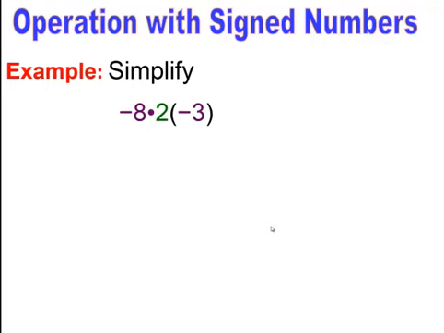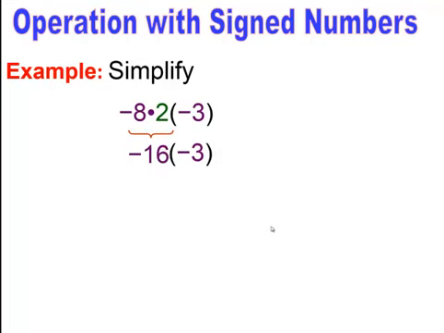Now when you have an example here where you have a multi-step problem, you always want to work from left to right. So when you have a multi-step problem, you want to work from left to right. So the first thing I'm going to work with is just the negative 8 with that dot 2. That means it's being multiplied. So sometimes we see multiplication using parentheses. Sometimes we see it with the dot. So in this case, I have a negative 8 times positive 2. So I'm going to end up with a negative 16.